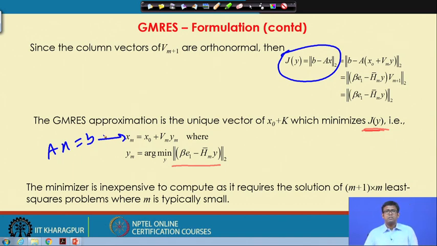So, instead of solving Ax equal to b, what you have to do is find the minimum of beta E1 minus H bar m y. However, the minimizer is inexpensive to compute, as it requires the solution of an m plus 1 by m least squares problem, where the value of m is typically small. And with this idea, we will move further and see how we can propose an algorithm for GMRES and what the convergence criteria are for that. Thank you.